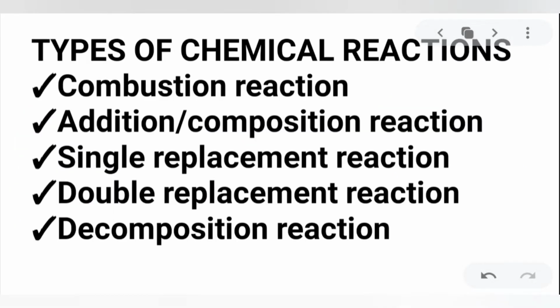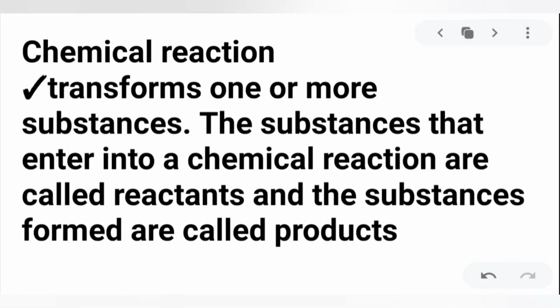Now let us proceed to types of chemical reactions. In this lecture video, we will be tackling the following chemical reactions. These are the combustion reaction, addition or composition reaction, single replacement reaction, double replacement reaction, and decomposition reaction. Before we proceed, let us define first a chemical reaction. It transforms one or more substances. The substances that enter into a chemical reaction are called the reactants, and the substances formed are called the products.